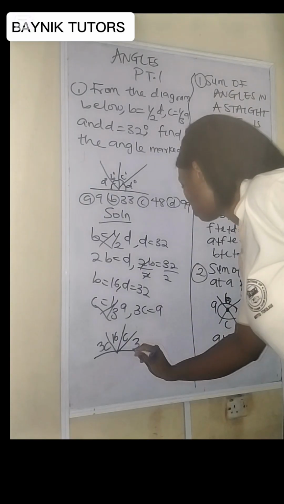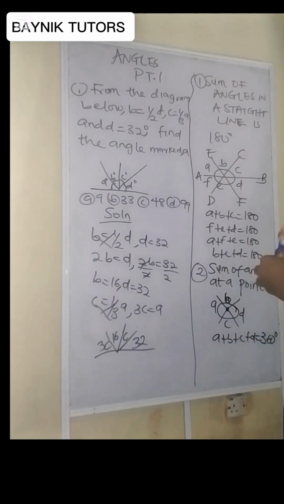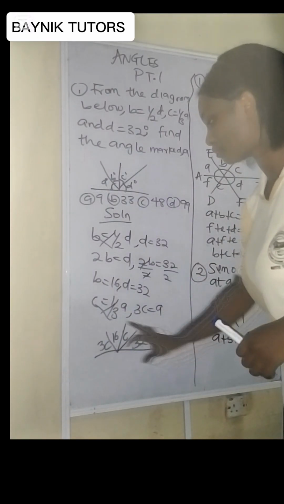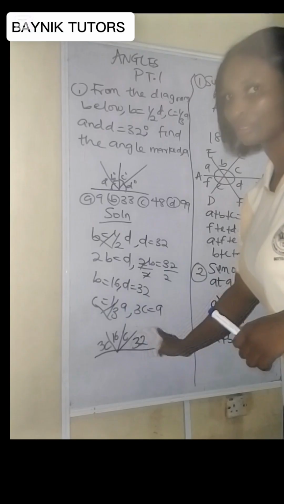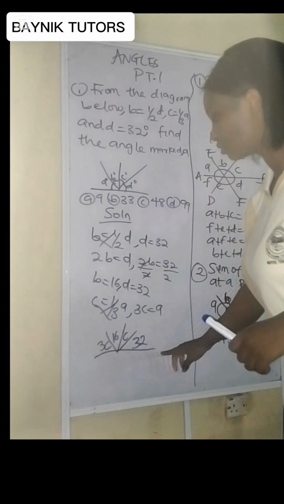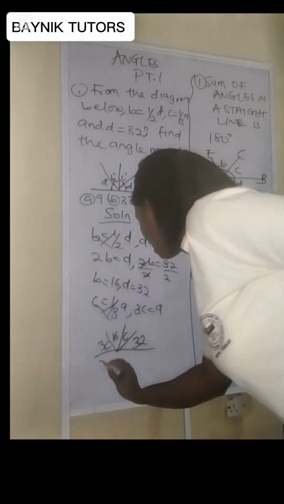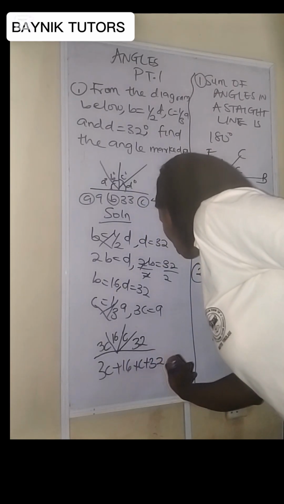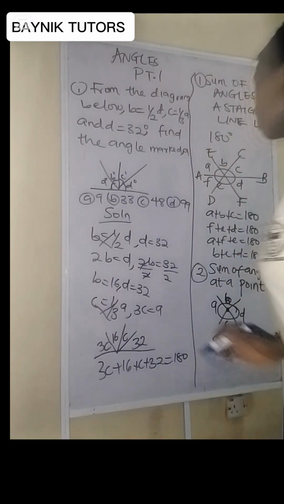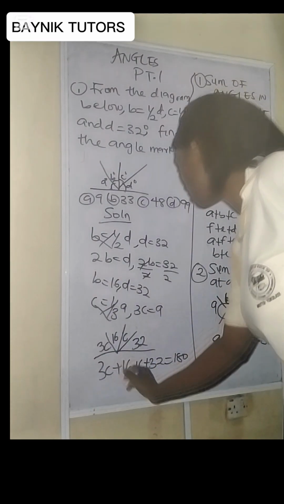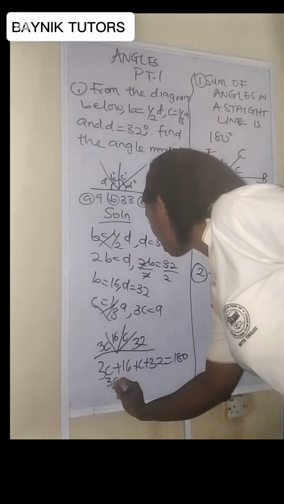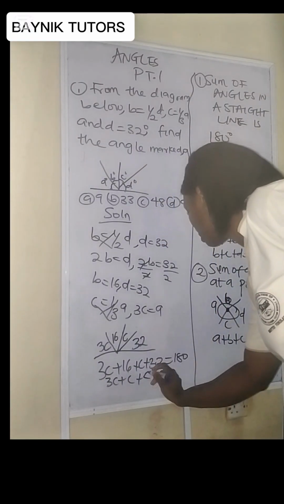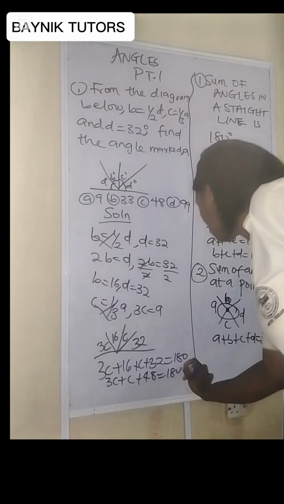32. Okay. So now from here, this is an angle on what? On a straight line. So what are you going to do? Add up everything, and it equals 180. This is an angle in a straight line. So that will be 3C plus 16 plus C plus 32 equals 180. So now let's add up, let's collect like terms. That will be 3C plus C plus 16 plus 32 is 48, equals 180.